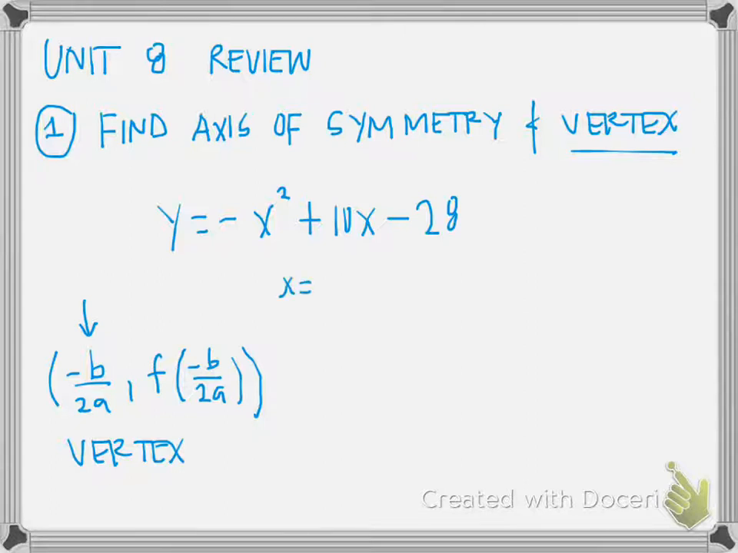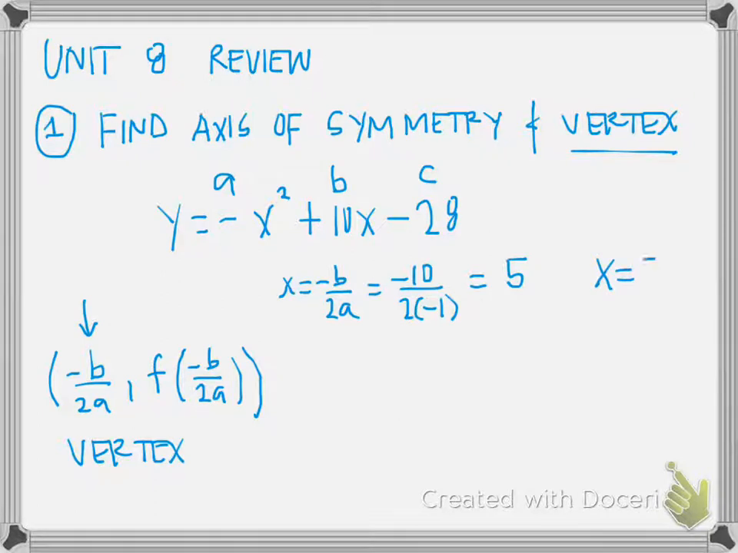So the axis of symmetry is going to be the x part. So it's negative b over 2a. So this is going to be a negative 10 over 2 times a negative 1. Remember, your a is what's in front of your x squared, your b is what's in front of your x, and then your c is your number at the end. So negative 10 divided by negative 2 is going to be a positive 5. So the axis of symmetry is going to be x equals 5.